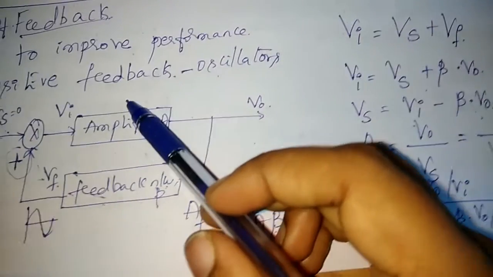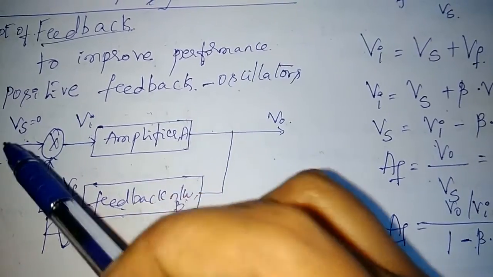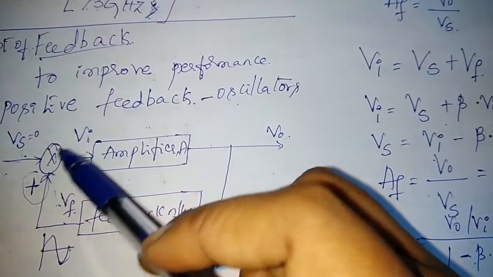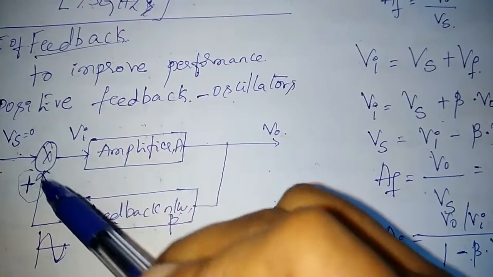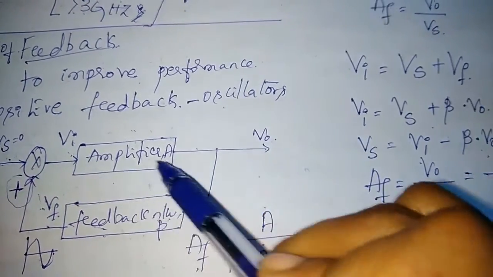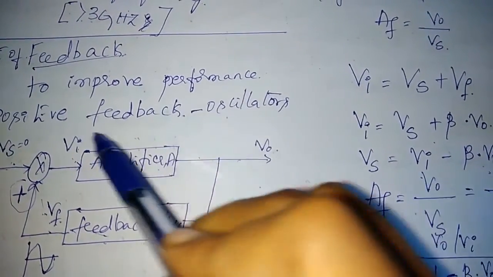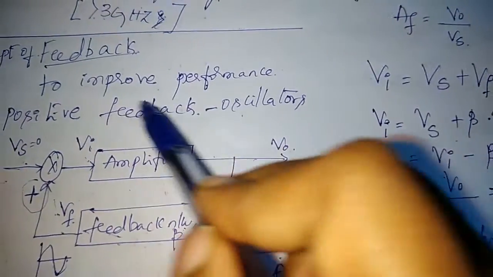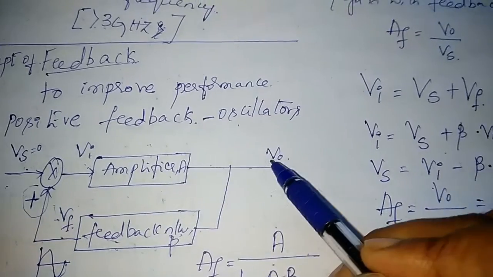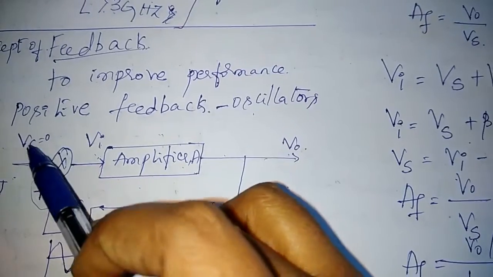So why is it called positive? If the feedback signal is in phase with the source signal, it is called positive feedback. So the input gets added with your Vs, the feedback signal, to give your Vi. If you consider the open loop gain of this amplifier, A is equal to V naught by Vi. If you consider the complete circuit and write the closed loop gain, it will be V naught divided by Vs. We know that Vi is equal to Vs plus Vf.